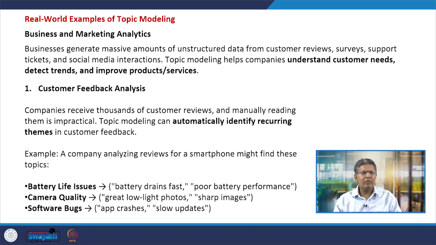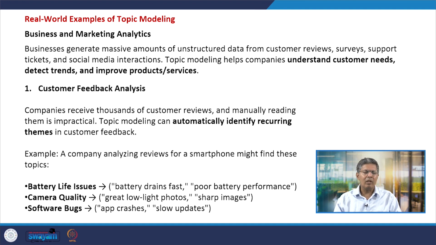Some real world examples. Now, let us understand it with some real world examples, some business examples. Now, in business and marketing analytics, businesses generate massive amounts of unstructured data from customer reviews, surveys, support tickets, social media interactions, right. So, it helps companies to understand their customer needs, detect the trends in the market, and then accordingly improve their products and services. So, first one, customer feedback analysis. Now, companies receive thousands of customer reviews, right, and manually reading is almost impossible, impractical. So, topic modeling automatically identifies the recurring themes in the customer feedback.